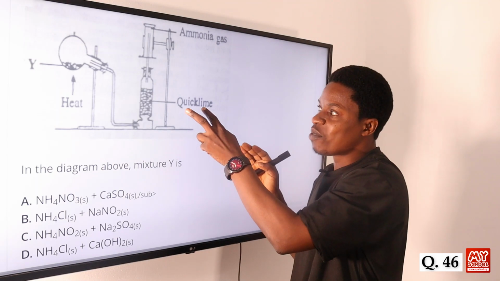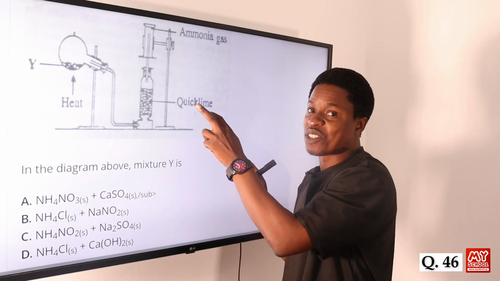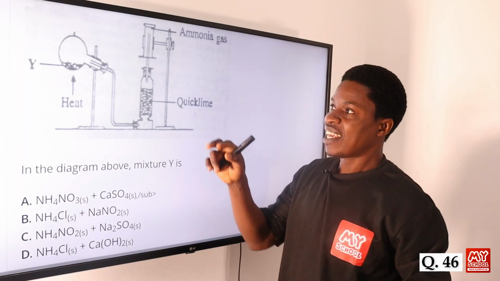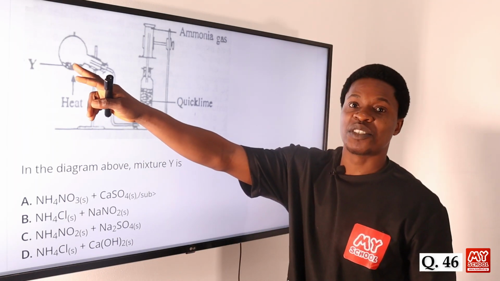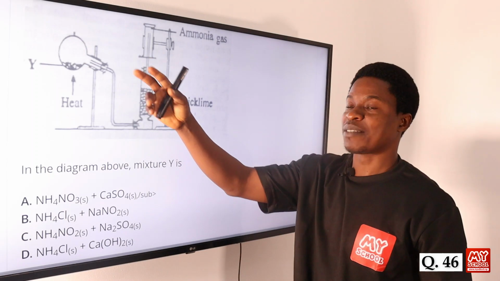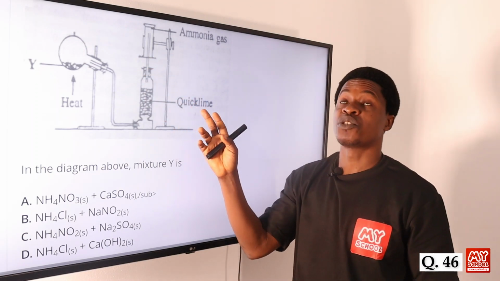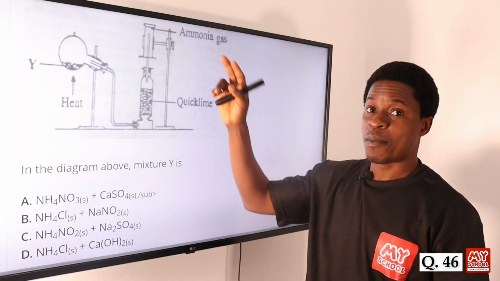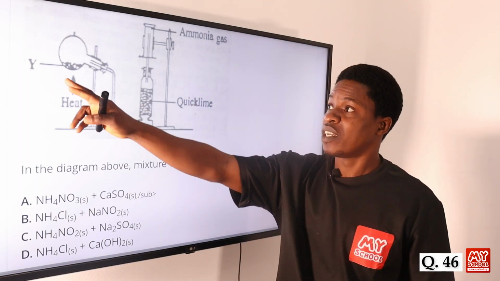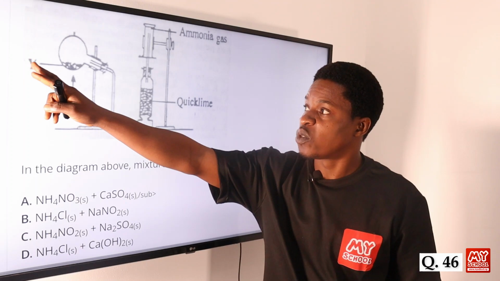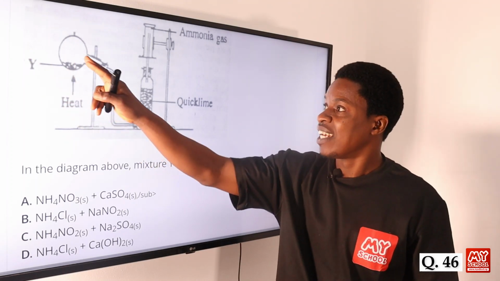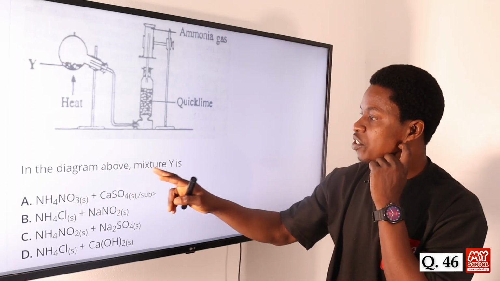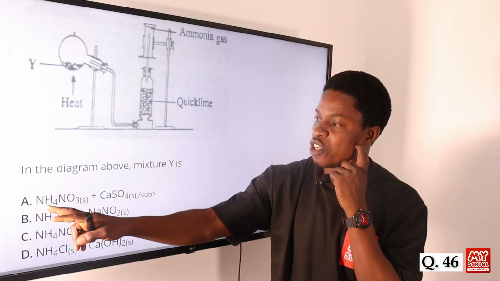Because we have quicklime here, which is calcium oxide, we should also have a calcium salt in this mixture so that it doesn't react. Because if we had used sulfuric acid, it would definitely react with the ammonia and the water that we have there. So now, in the diagram above, mixture Y is what? Ammonium nitrate?